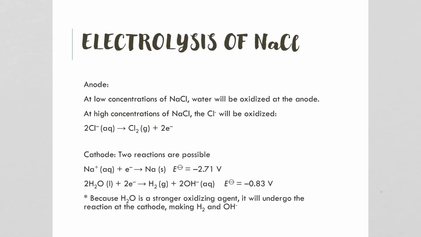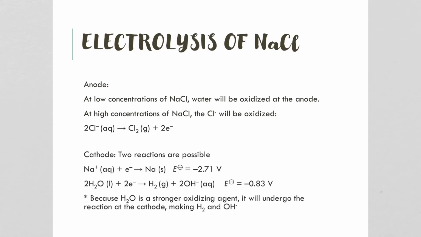The first example we're going to look at is the electrolysis of sodium chloride. At the anode, if you have low concentrations of sodium chloride, it'll be water that's being oxidized at the anode. That's not what you want. You want to oxidize the chloride, so you need to have high concentrations of sodium chloride. In that case, the chloride will be oxidized and you'll end up with your desired product. So we have the chloride ion becoming chlorine gas and 2 electrons. It gives up electrons to the anode.